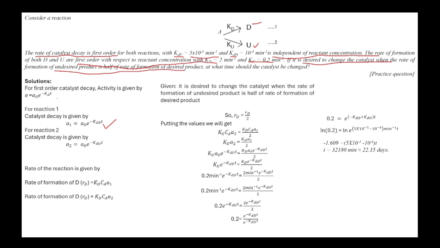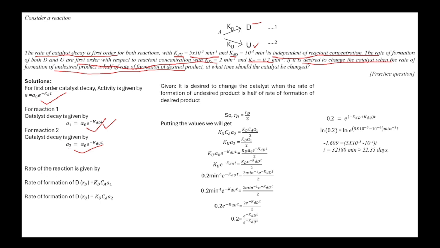So the very first thing, for first order catalyst decay, the activity coefficient is given by this formula. Remember this. For reaction 1, Kd will be replaced by Kdd, because it is the decay constant of desired. So we will get this. For reaction 2, the catalyst activity will be given by this.